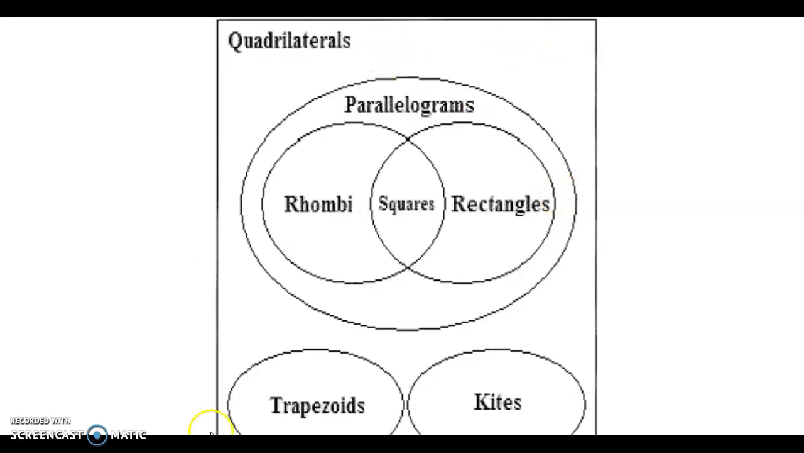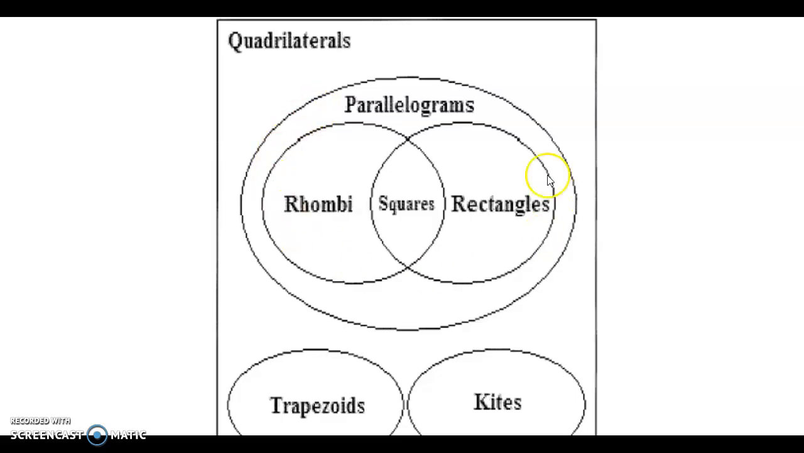So quadrilaterals are in the big square. And then there's 3 types of quadrilaterals. So parallelograms have 2 pairs of parallel sides. Trapezoids have 1 pair of parallel sides, and we haven't talked about kites today, but I know you did in elementary school. Kites have 0 pairs of parallel sides. So they're all in a different part of the big quadrilateral section.